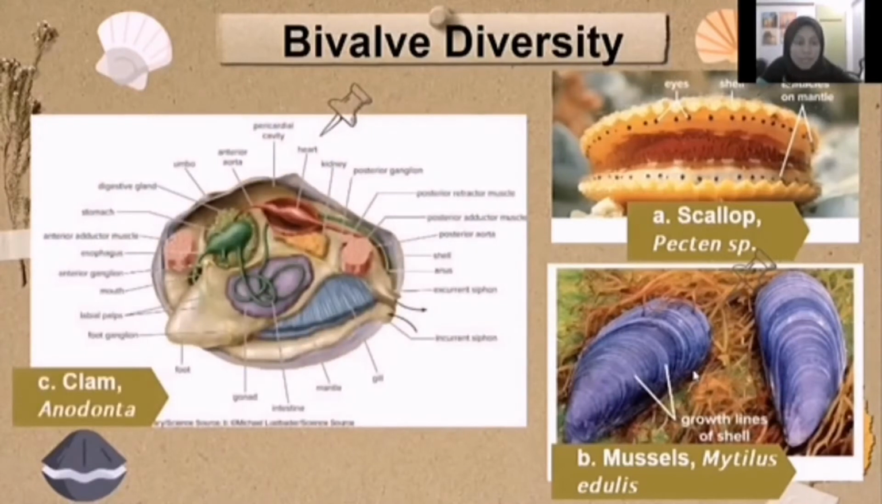The third one is a diagram of a clam, Anodonta species. In this diagram, we can see that there are many important organs such as the heart, kidney, intestine, stomach, digestive gland, the mouth, and many more. The heart is located in the reduced coelom.